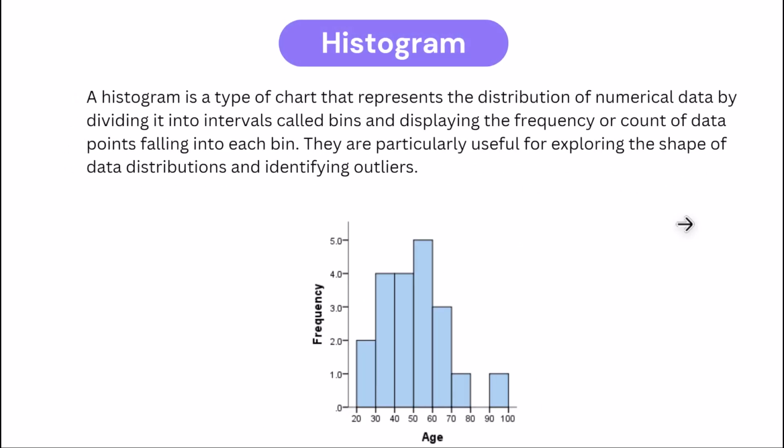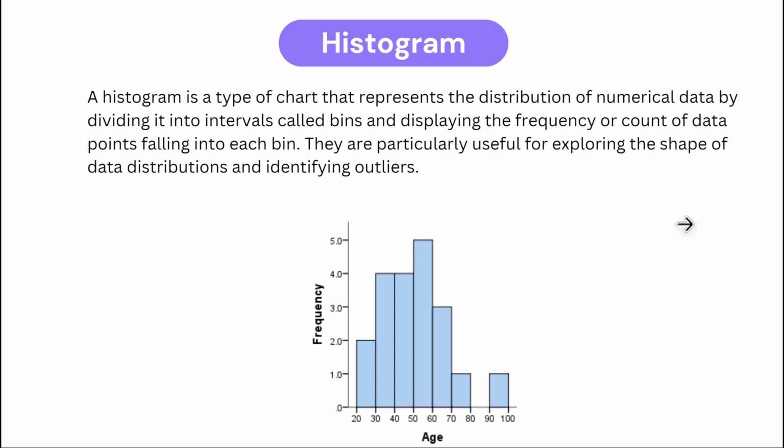Now we also have another one called a histogram. It is a type of chart that represents the distribution of numerical data by dividing it into intervals called bins and displaying the frequency. So you may not really understand all this English I'm speaking, so it's best understood when we start working with data.